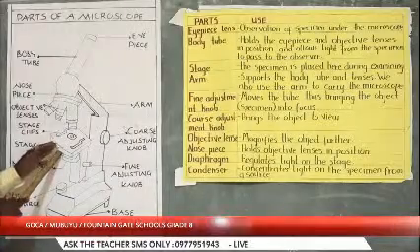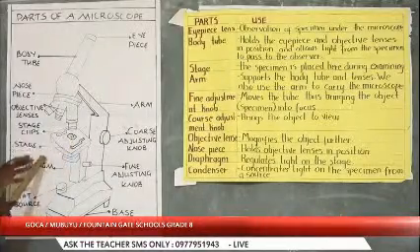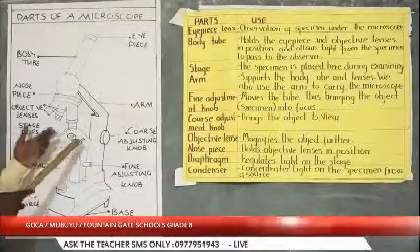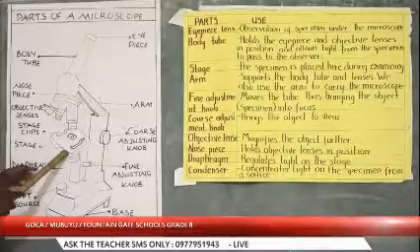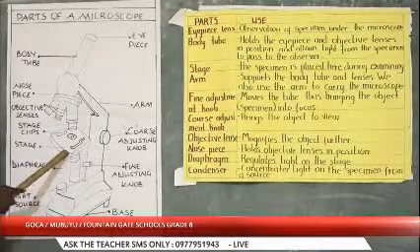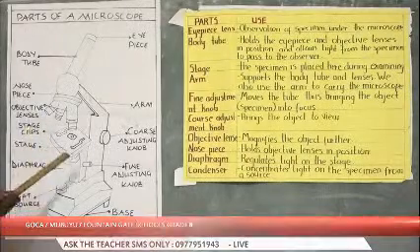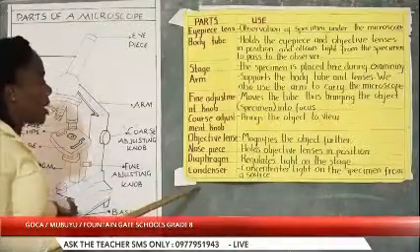How much light should be on the stage? Should it reduce? Should it increase? So that the viewer or the observer should see all the specimens that are put on the stage clip. Are we together, class? Then we've got the condenser.